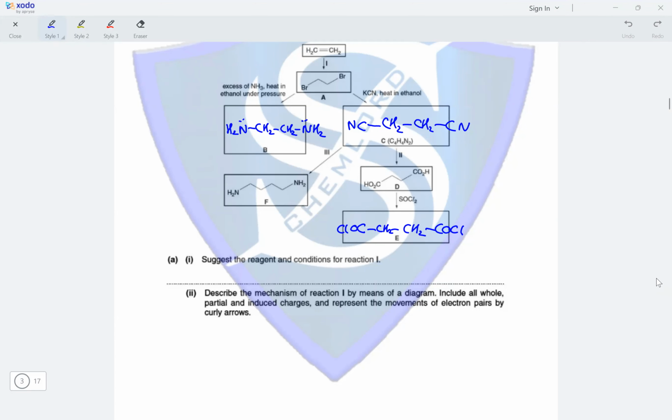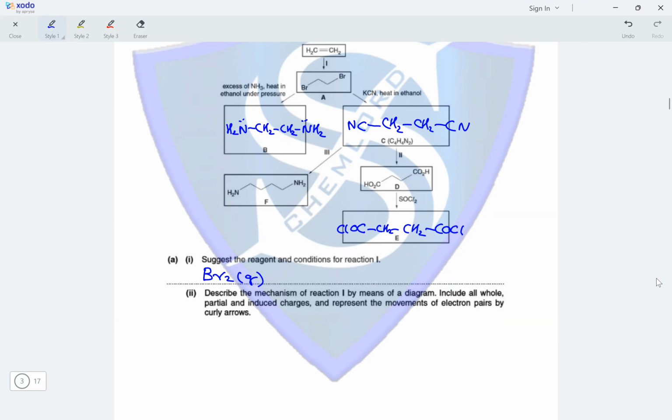Suggest the reagent and conditions for reaction 1. So reaction 1 can be brought about by reacting ethene with Br2 gas. Describe the mechanism of reaction 1 by means of a diagram. Include all whole, partial, and induced charges and represent the movement of electron pairs by curly arrows.